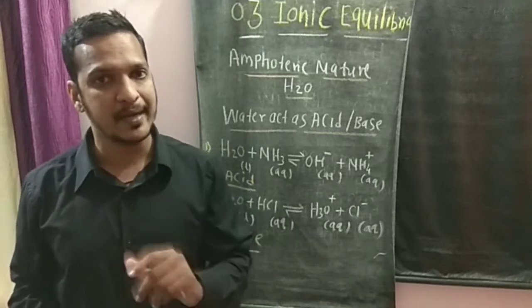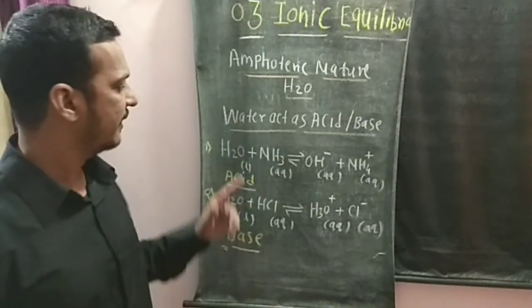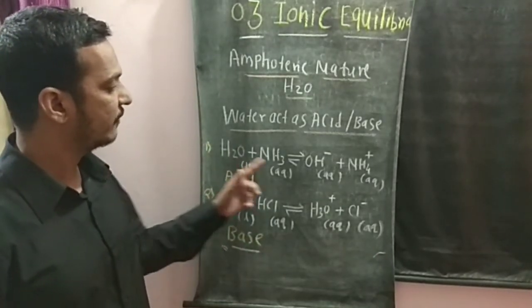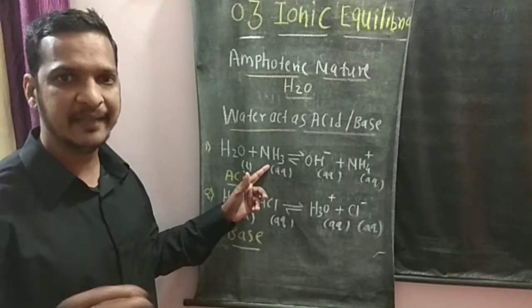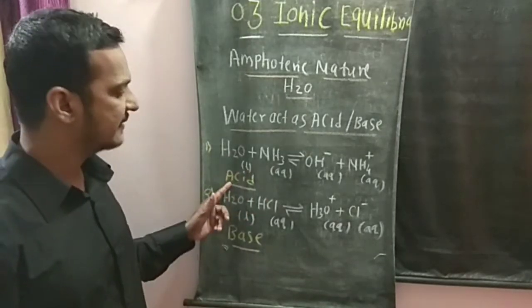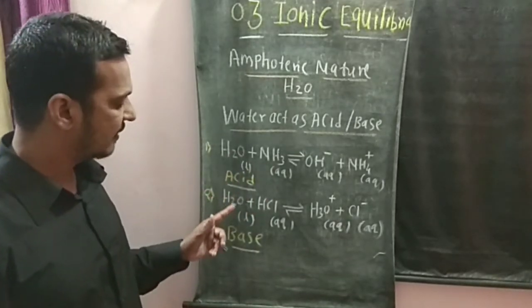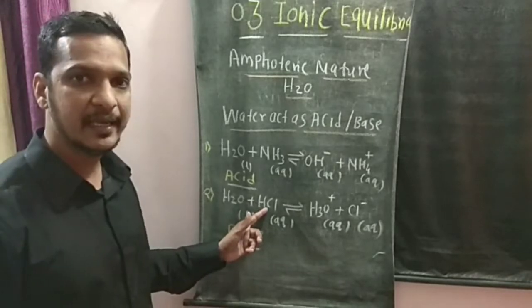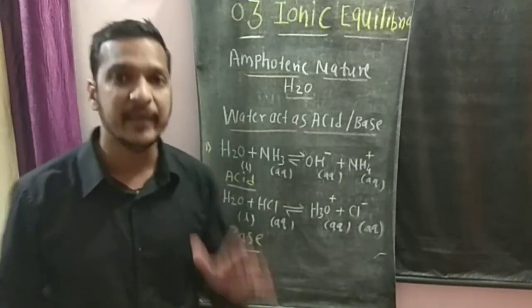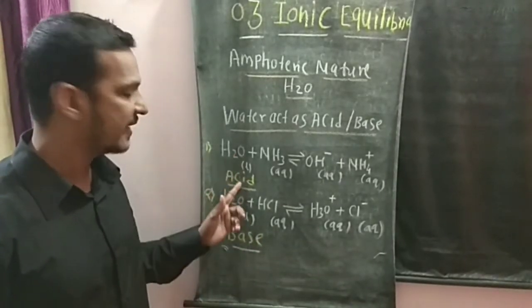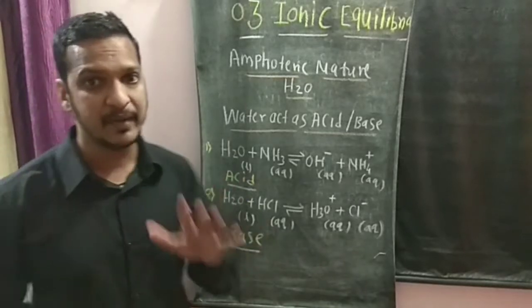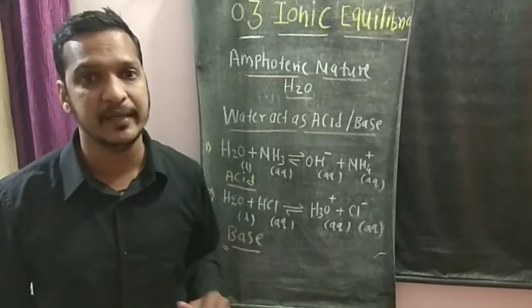For example, look at the two examples I am taking. In the first example, water reacts with ammonia, and in that case, water acts as an acid. And in the second example, when water reacts with HCl, here water acts as a base, which means water behaves as acid as well as base. That behavior of water is called the amphoteric nature of water.